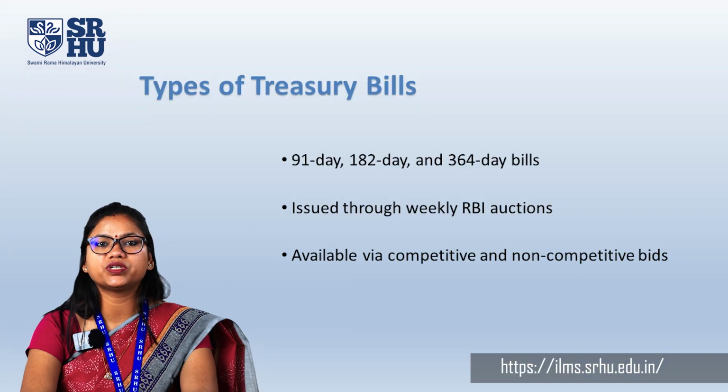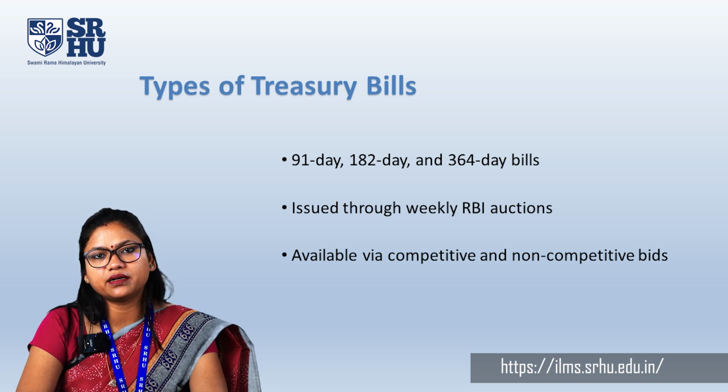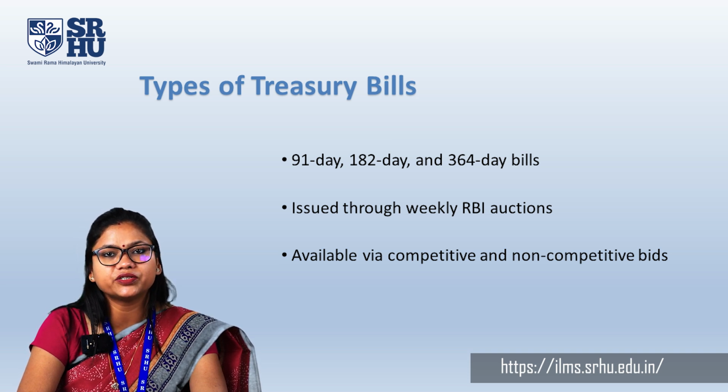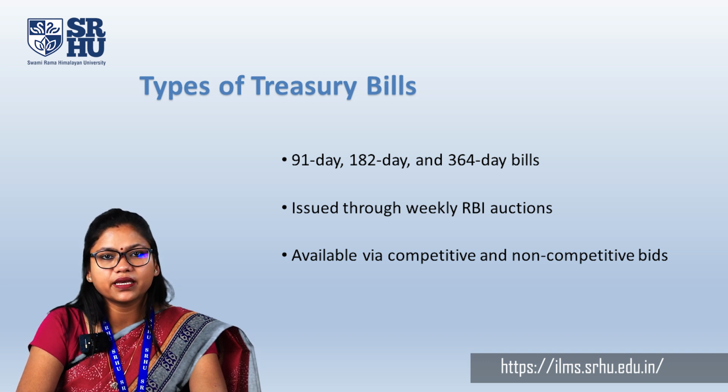There are three types of Treasury bills currently issued in India: 91-day, 182-day, and 364-day bills. The number indicates the time to maturity from the date of issuance. Among these, the 91-day Treasury bill is the most frequently used and actively traded. The 182-day and 364-day bills are issued based on the government's short-term financial needs and are usually favored by institutional investors with slightly longer investment horizons.